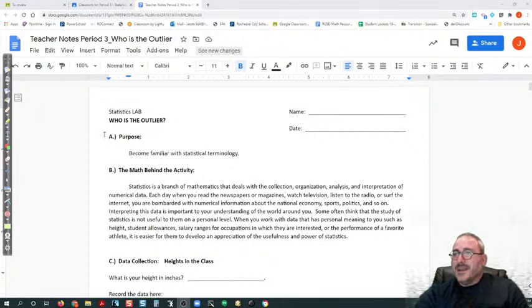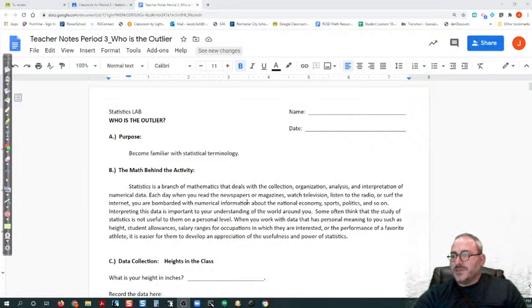All right, so this is number 11, I believe. Number 11, who is the outlier? This is the statistics lab. The purpose of this lesson was to become familiar with statistical terminology. Here's the math behind the activity. Statistics is a branch of mathematics that deals with the collection, organization, analysis, and interpretation of numerical data.